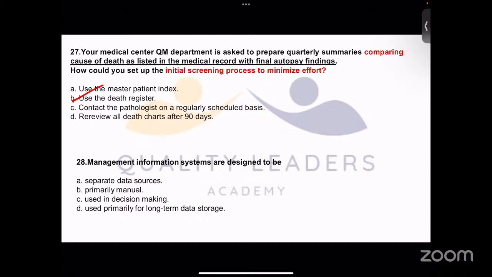What's the answer here? It's letter C, used in decision making. Information management means data analysis. So why do we convert data into information? Because this is to assist in decision making. So letter C is the correct answer.